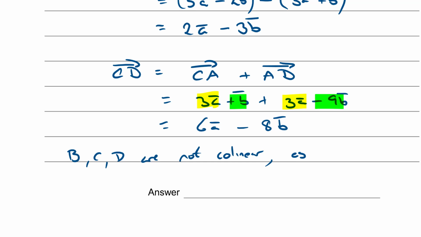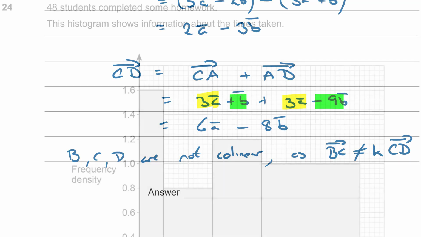I'm going to say that B to C is not equal to a multiple of C to D. Or you could write that down in words if you want, but yes, it's not a multiple. It cannot be expressed as a multiple of C to D.